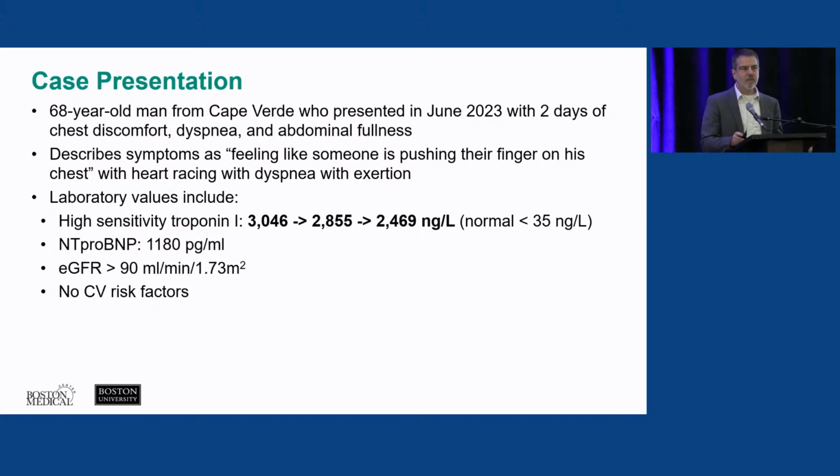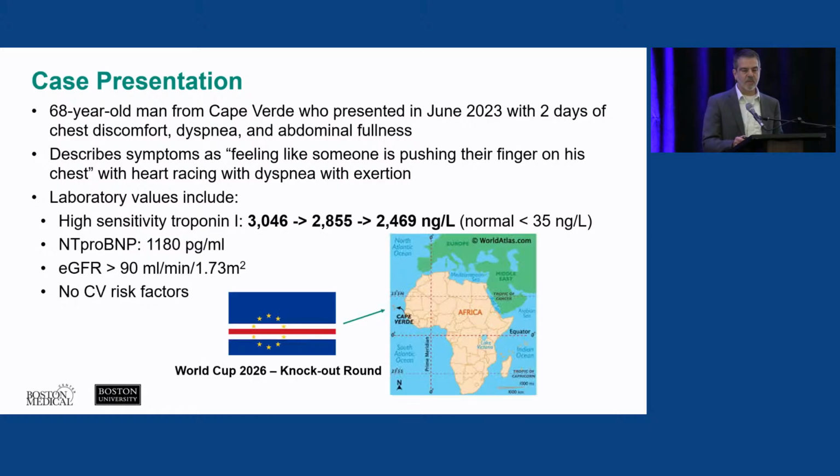Now, he had some pretty unusual laboratory values with a markedly elevated high sensitivity troponin I, which you can see there, which didn't rise and fall, but was sustained at a very high level. His proBNP was elevated, his eGFR was normal, and he had no cardiovascular risk factors.